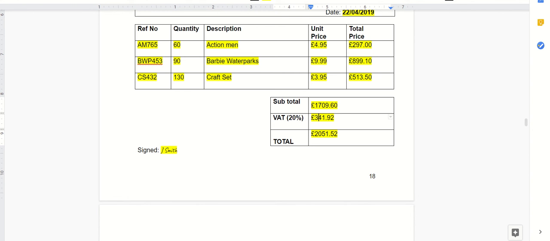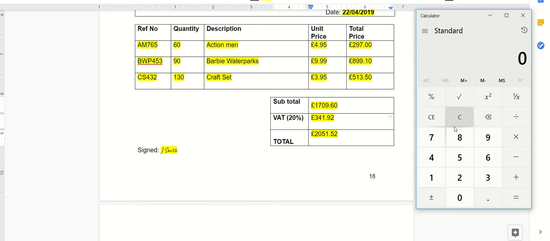To work out the VAT, I'm just going to go through that again. So we've got 1,709.6. We're going to multiply that by 0.2, by 20%. We get £341.92. So that is the extra 20% of this original price that needs to be added. And the total is literally adding that 20% to the £1,709.60. So all I do is I got the VAT already stored in the calculator, I add 1709.6. There you go, 2,051.52. And I've signed it. I just put J Smith in there, made up a name.